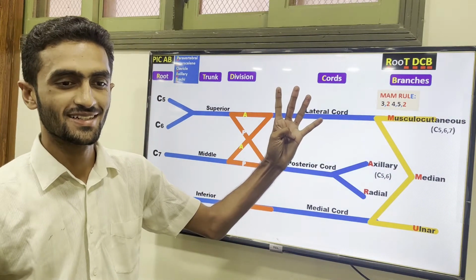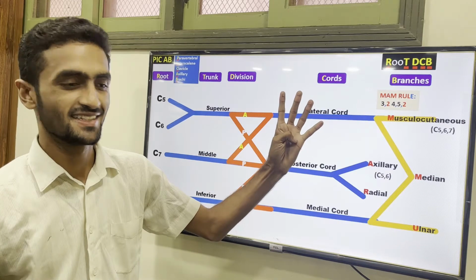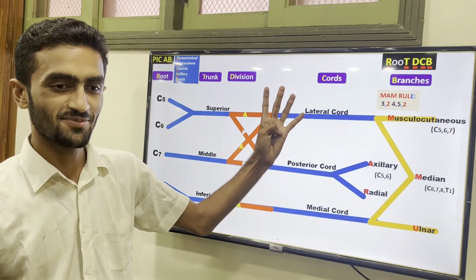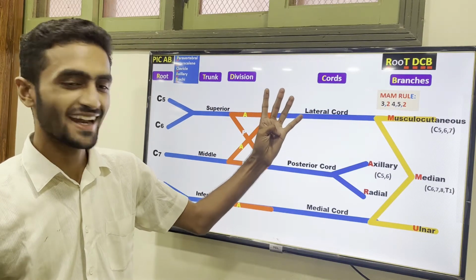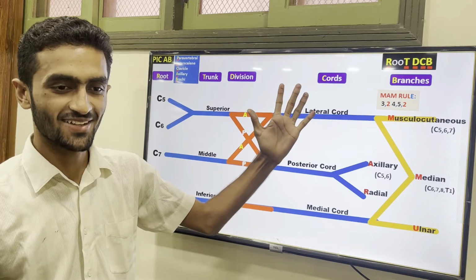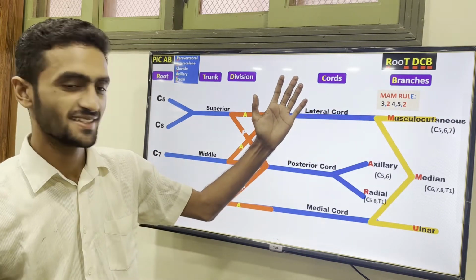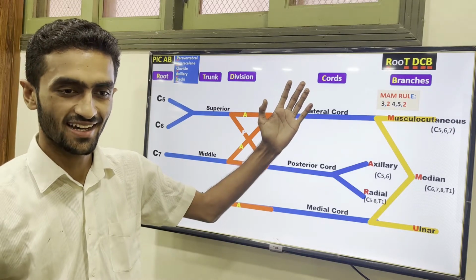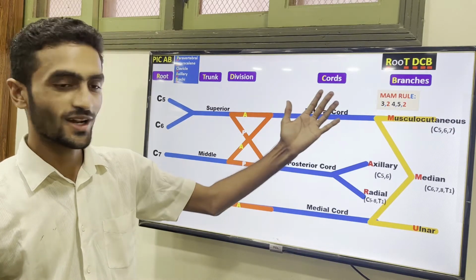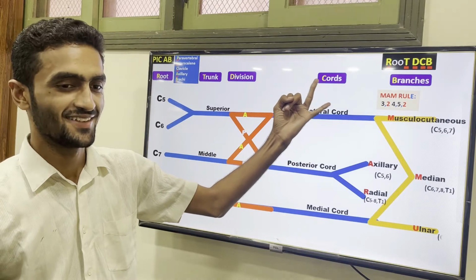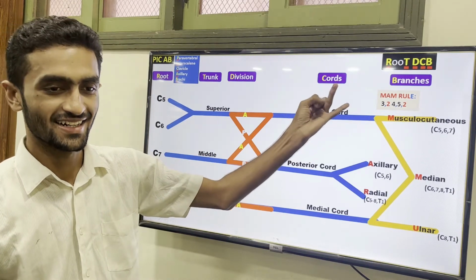What is the root value? C6, C7, C8, T1. Same. And the radial, all 5. Then segment 5: C5 to C8 and T1, all are involved. Okay. Now ulnar, last two. What is the root? C8 and T1.